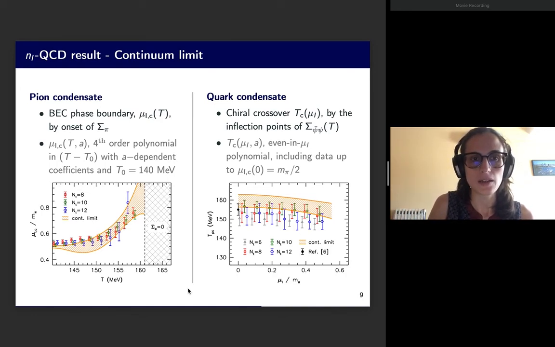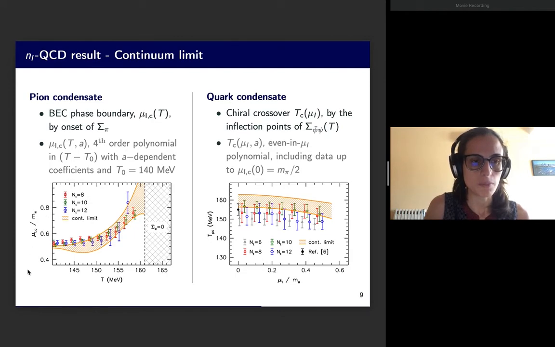And one can look at the two observables that we have introduced, specifically the pion condensate and the quark condensate, and look in the two cases for different signatures that tell us where we cross the boundary connecting the different phases in the phase diagram. In particular, one looks at the onset of the pion condensate, and by that one can locate the Bose-Einstein condensate boundary.